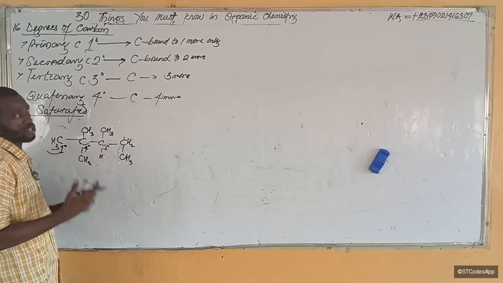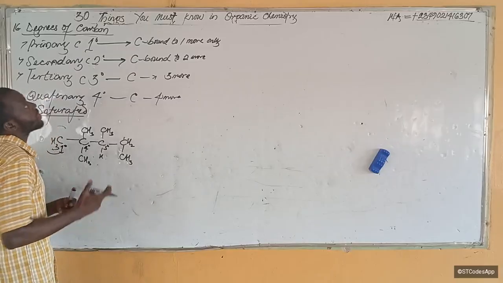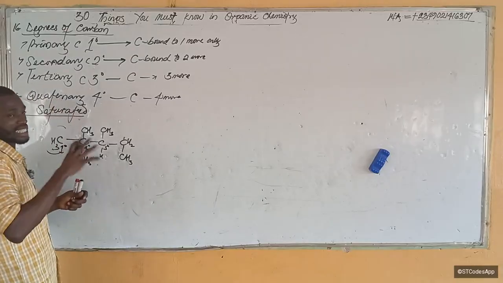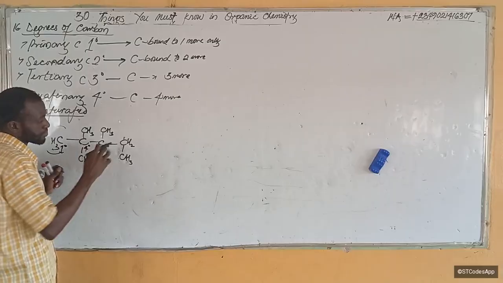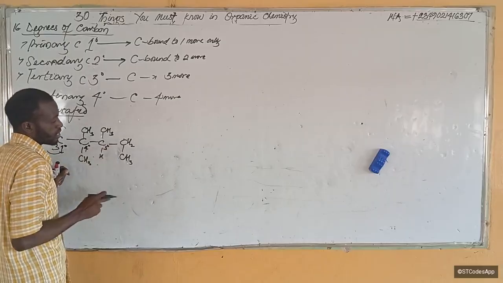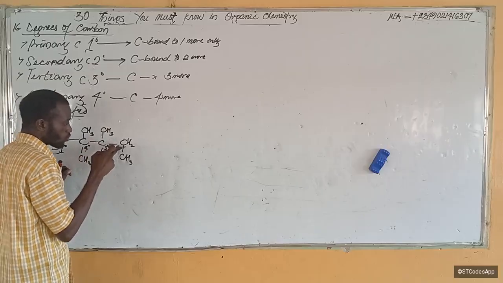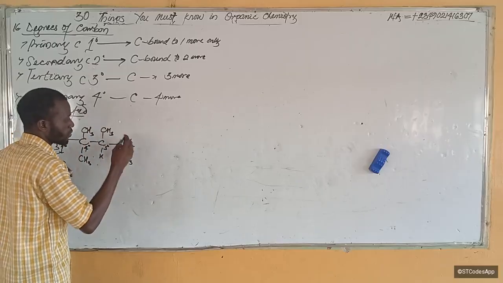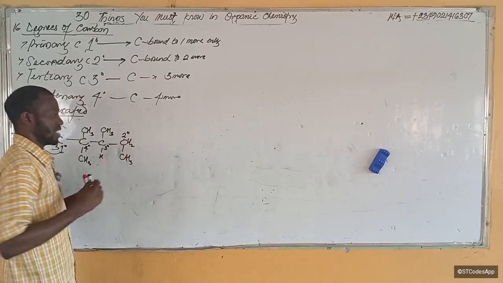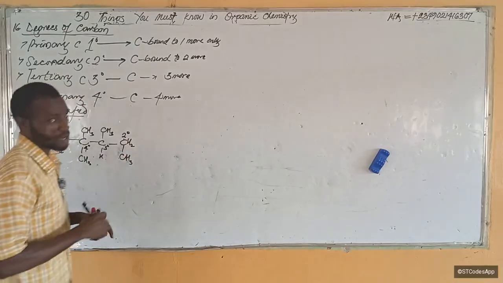Why do we name degrees of carbon? You'll soon get the use now. After this, we'll deal with carbocation. That is when it will make more sense to you. Now, this carbon is bonded to how many carbons? 1, 2, bonded with just 2 carbons. So this was a secondary carbon. Is it clear now?